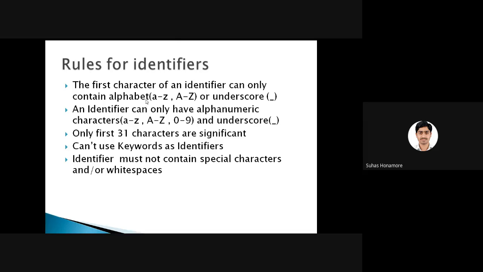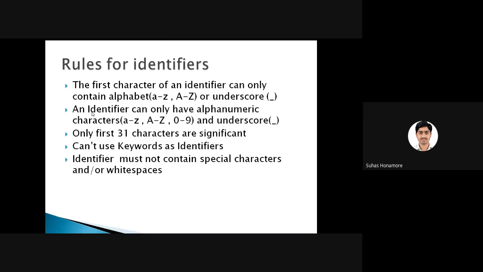Whenever you are writing a variable, that variable's first character always has to be an alphabet or an underscore. So A to Z, small letter or capital letter, it can have, or it can have only an underscore. The first letter, I'm saying, should be among these only.